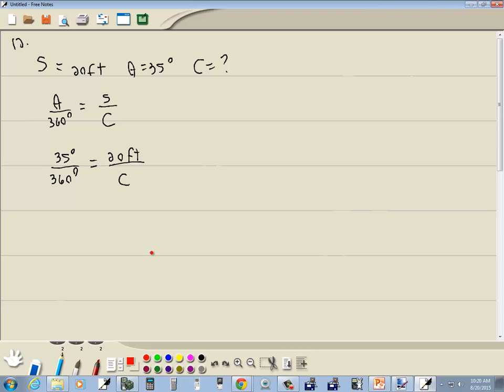If you remember proportions, the nice part about proportions is, when you've got a single fraction equal to a single fraction, you can cross multiply. When I say cross multiply, we're going to take 35 degrees times C. So we got 35 degrees C. And then we'll take 360 degrees times 20 feet. So we'll have 360 degrees times 20 feet. Now notice how I've kept the units of measure here, just because I want to demonstrate it. You could also cancel the degrees right here. I'm trying to get C by itself, so I'm going to divide both sides by 35 degrees.